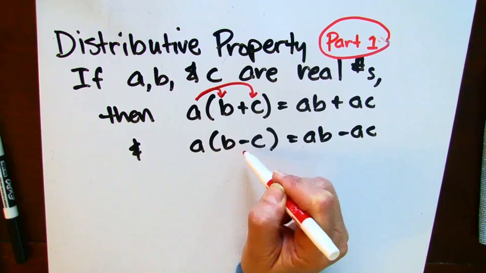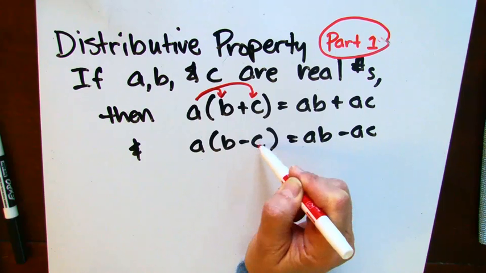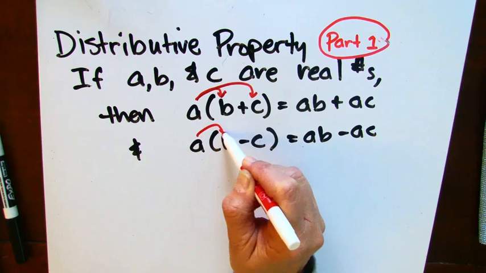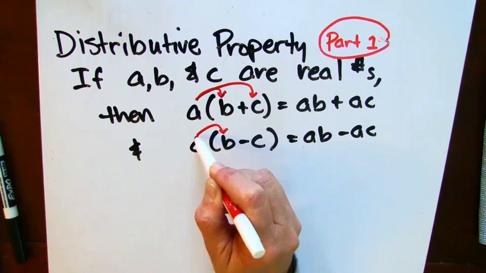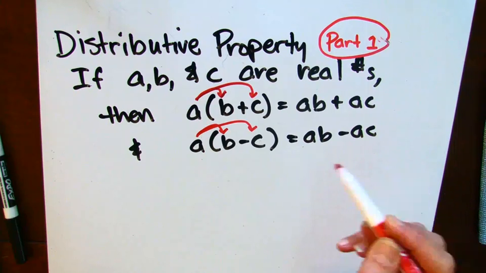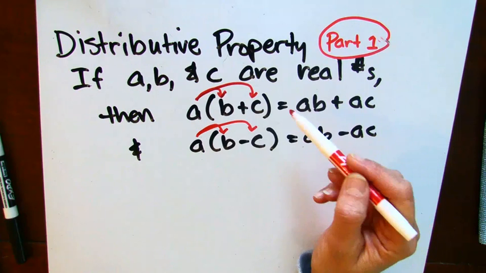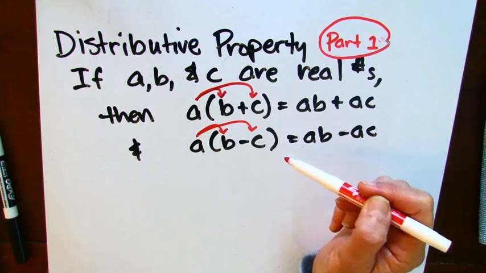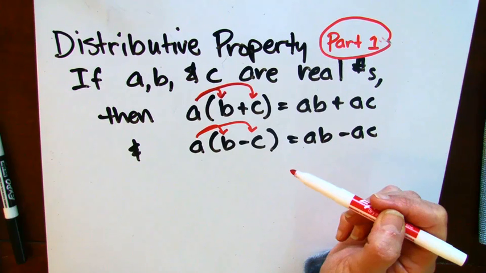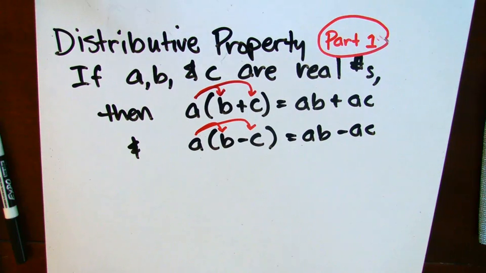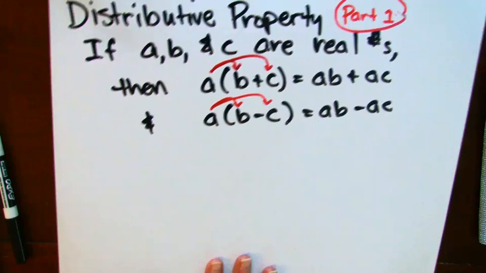You can also do it when you are subtracting the terms within the parentheses. Again, it's going to be A times B minus A times C. And we do this so that we can get rid of these parentheses, which is going to come in handy when we're trying to solve for an unknown variable. So in this first video, let's go through some basic problems.